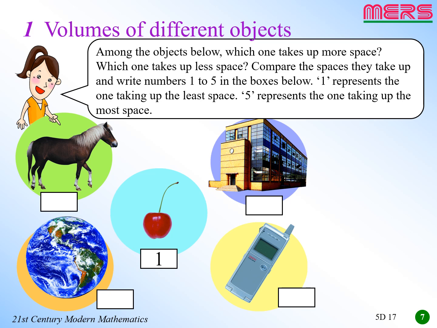Compare the size, that is the space that they take up, and write number 1 to number 5 in the boxes on your book, on page 28. 1 represents the object that takes up the least space, that is the smallest in size. 5 represents the object that takes up the most space, or it is the largest in size. I'm going to give you 5 seconds to do it. Now do it now.